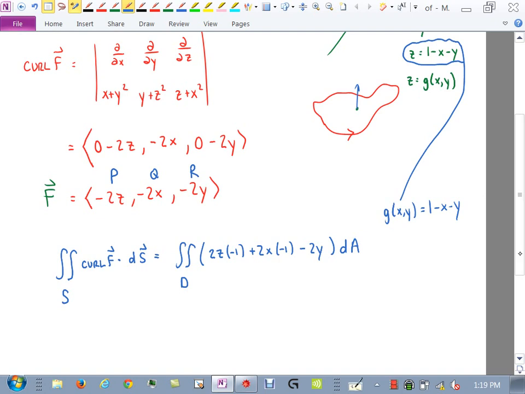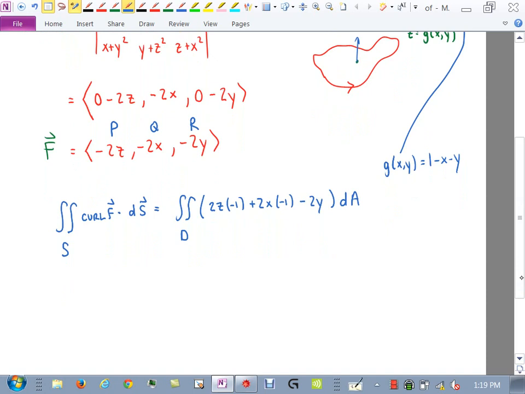Questions? Would you like to pull out a 2 or just a -2, or what do you want to do? Leave it? I'm going to pull out a -2. I'm not going to give you all the choice. I'm just going to pull a -2 out. What would I be left with? X plus y plus z, right? X plus y plus z dA.